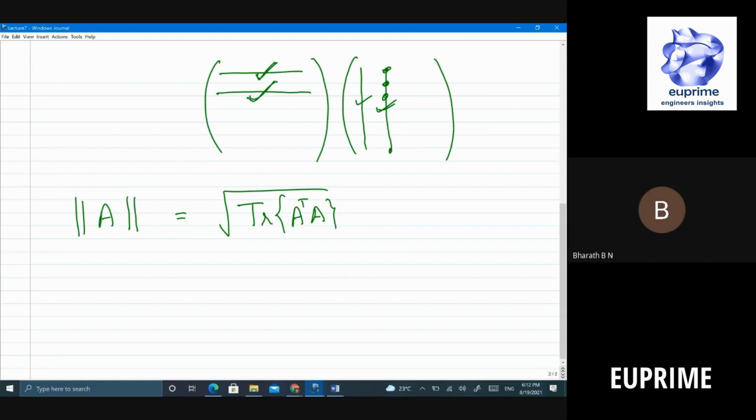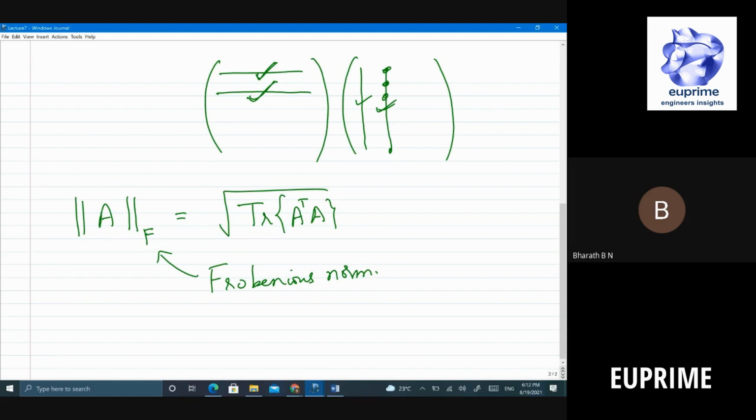So in other words, this trace of A transpose A is nothing but you square every entry of the matrix A and add them, right? That's what it turns out to be. And if I take the square root, that gives me a norm, right? What is that norm called? There is a name for it. It's called the Frobenius norm. Is that okay? Fine. So this is how you get the Frobenius norm.